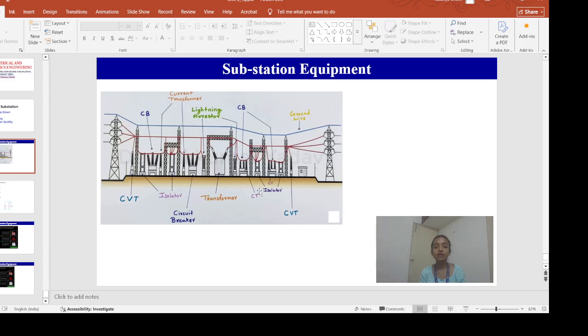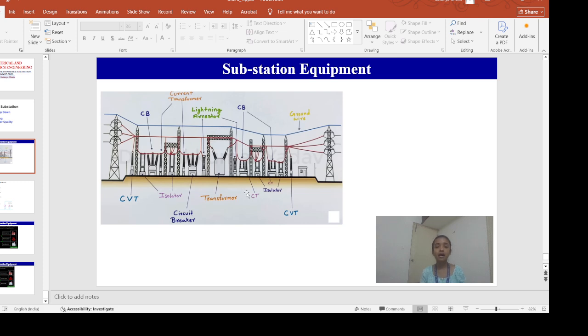Next, we have this current transformer here. CT is the current transformer. What is it? This current transformer provides protection to the transformer and the transmission line. So it is not like the regular power transformer which is used to step up and step down the voltage. Its main function is to provide protection to the transformer and the transmission line, and this current transformer, CT, is a step down transformer.